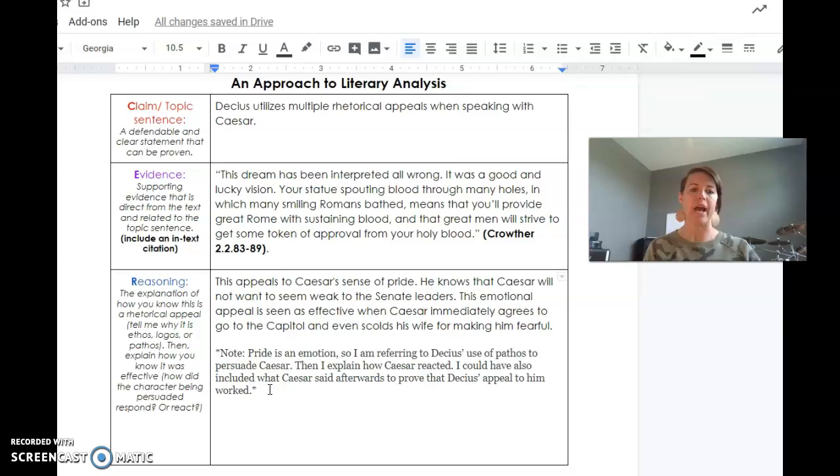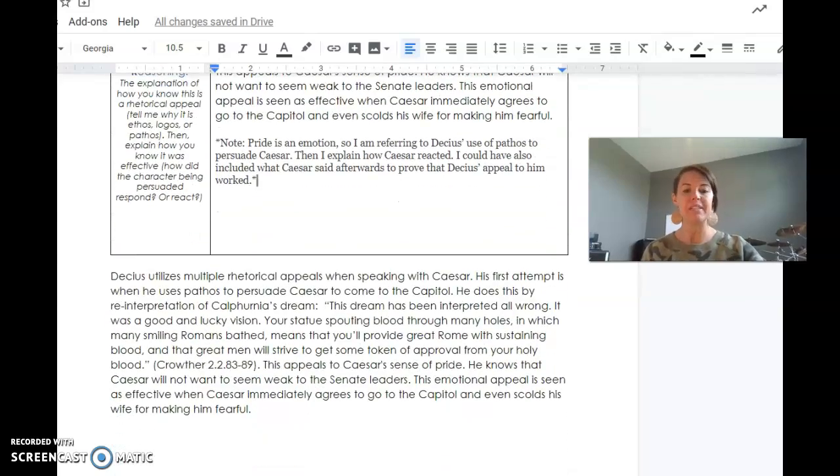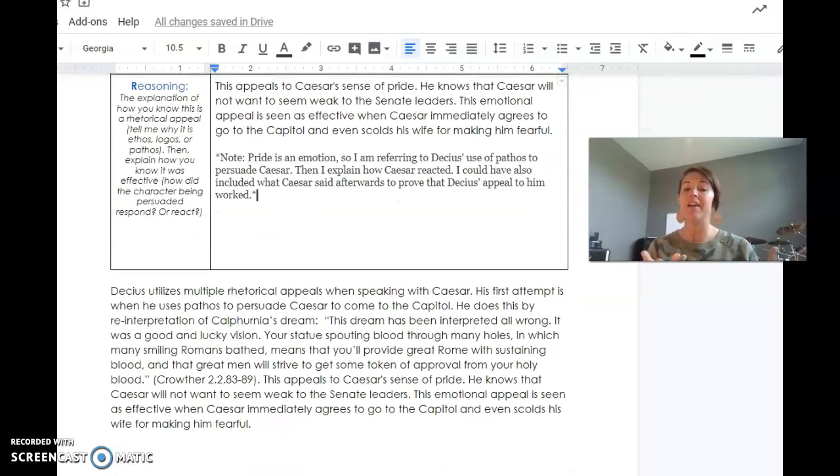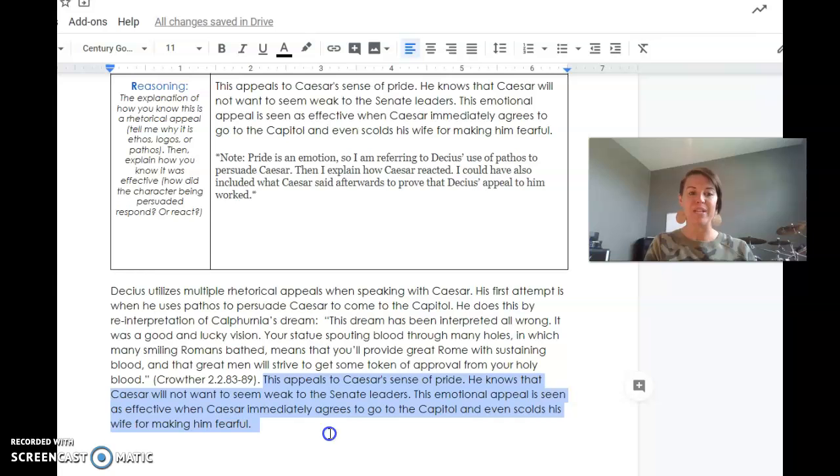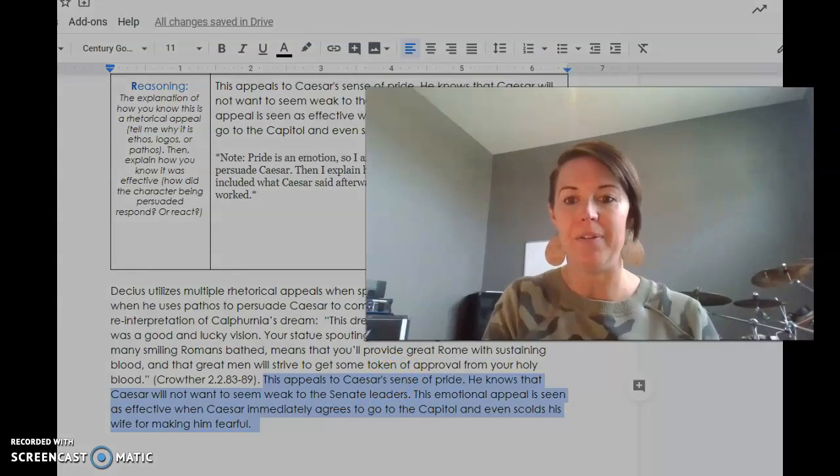how Caesar reacted. And then underneath my CER chart, you'll notice that I've now included my full paragraph. So remember, your claim or your topic sentence comes first. So you'll see that here. And then I have to introduce my evidence and give it some context. So I do that. Here's my evidence from my chart. And then lastly, down here at the bottom, I have my reasoning and my explanation of how I know that this is a rhetorical appeal.